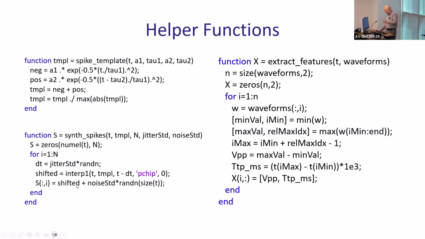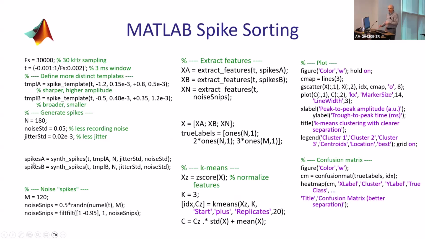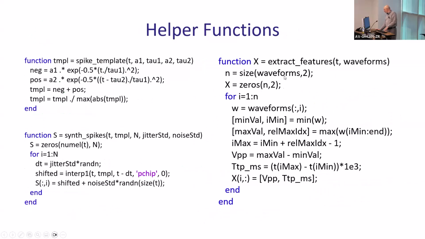So it will be a shifted version of that signal plus a noise signal. And you will get spikes of type A, spikes of type B, and pure noise. And then this is how you extract the features. And this will be the features. As we discussed, we have only 2 features.